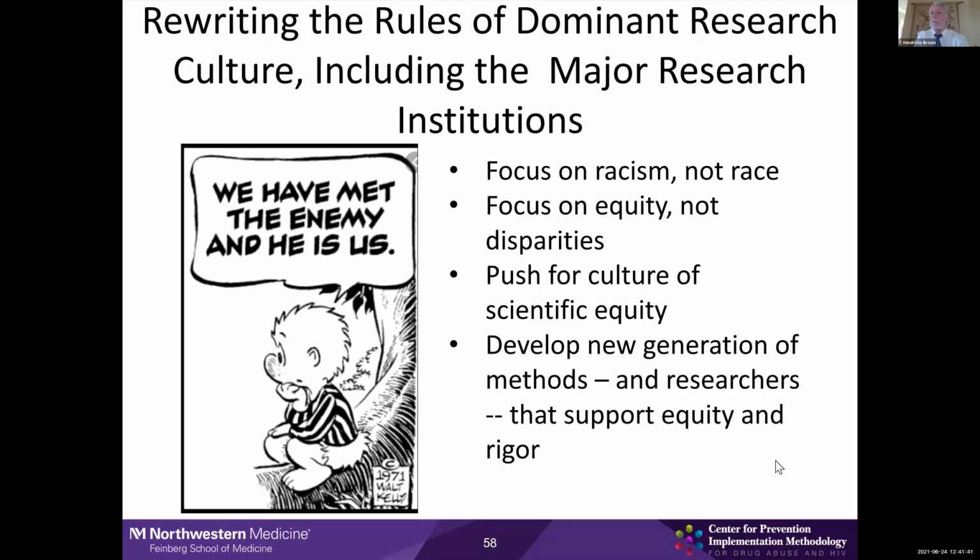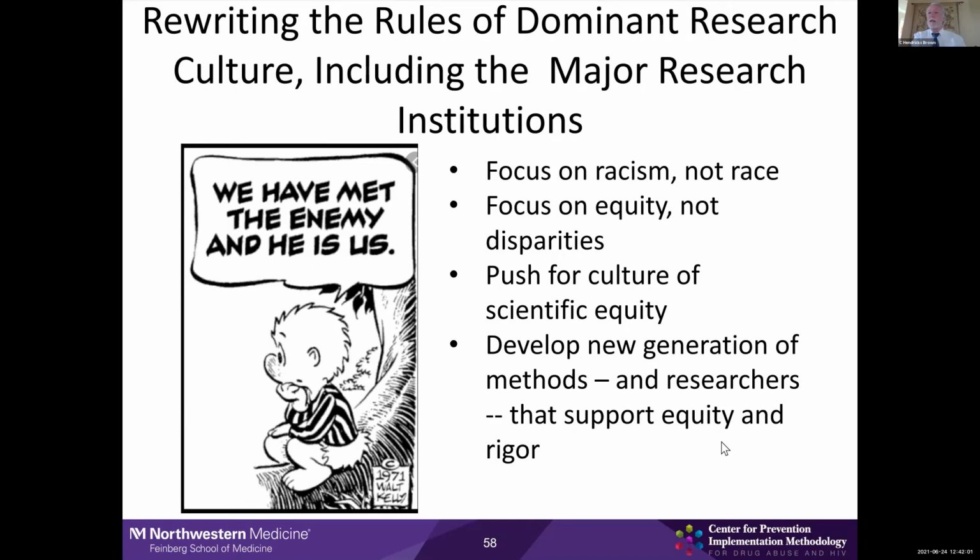It's not mine per se saying this one, but I think a lot of the researchers working in this area talked about looking at racism and not race, equity and not disparities, culture of scientific equity, and they developed this new generation, not only of methods, but also researchers to support equity and rigor.